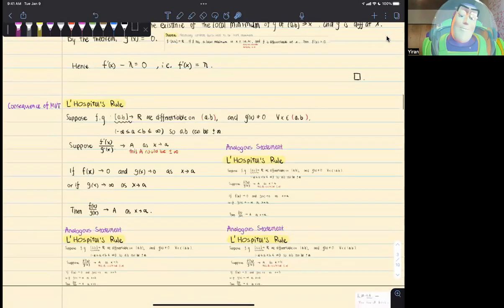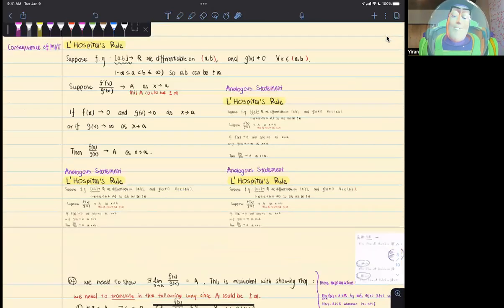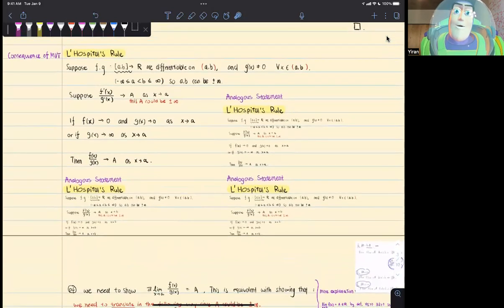The next two are more important and we use them more often. One is L'Hopital's rule, the other one is Taylor's theorem. I will make a second video for these notes because I think it's a little bit longer than I thought. If you're interested, check out the next video.